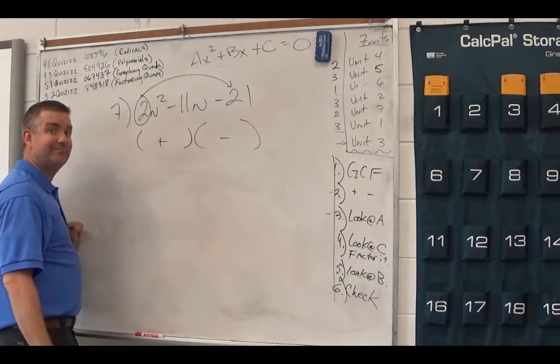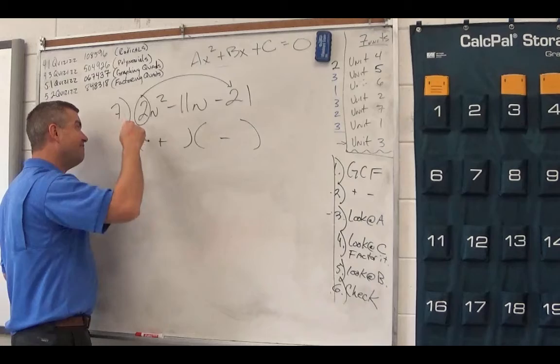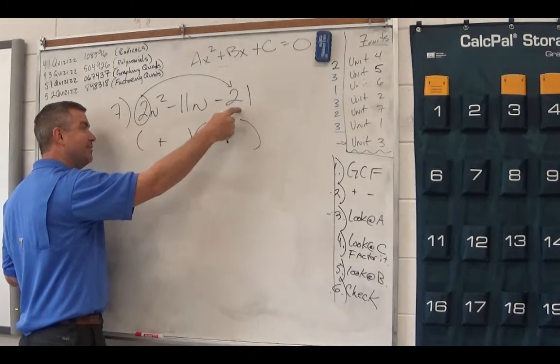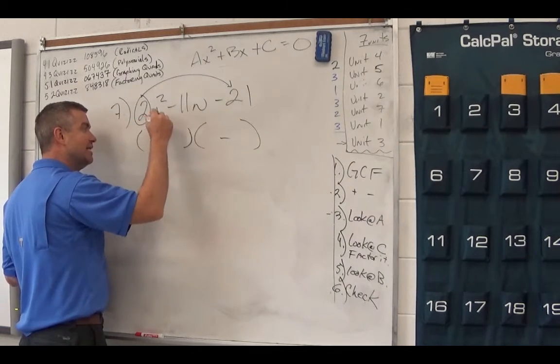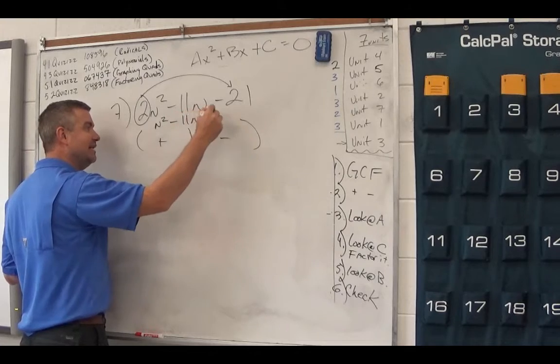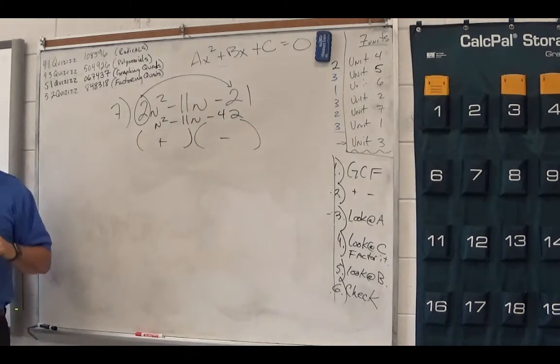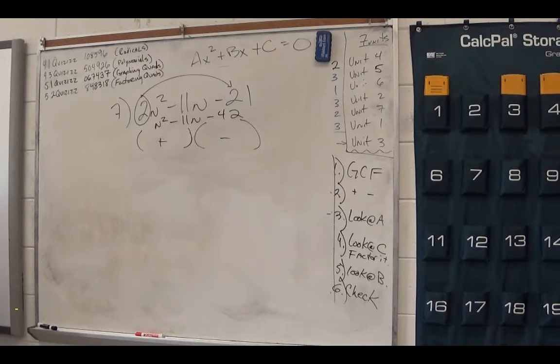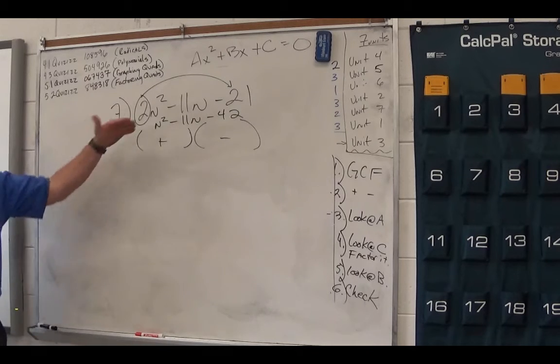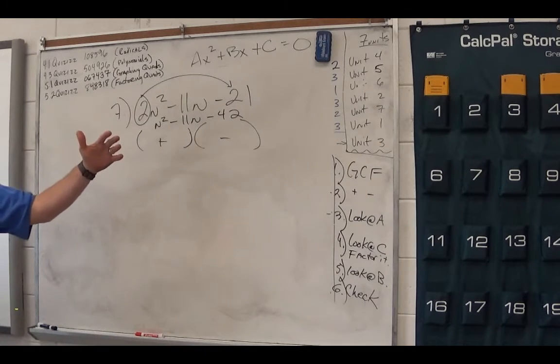It's like a 3B step. If A is not equal to 1, you multiply it by C. That gives us n squared minus 11n minus 42. We have used a trick to make the problem easier by making A equal to 1. Now it's just like 5 and 6. It's like those easy problems.